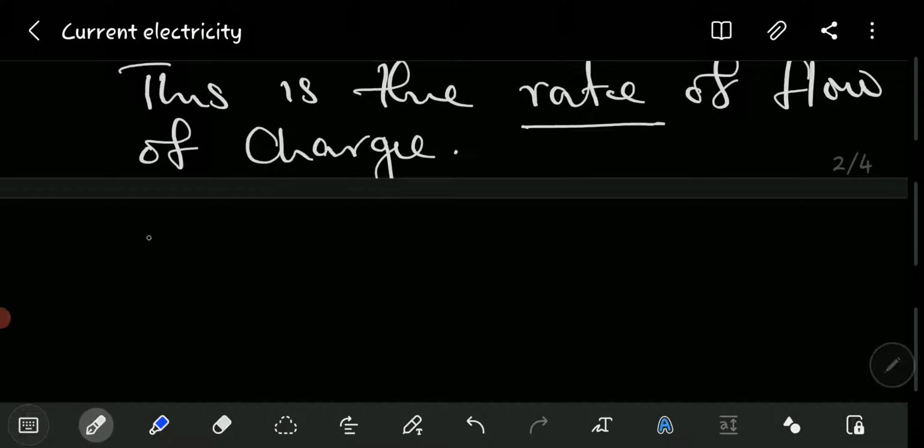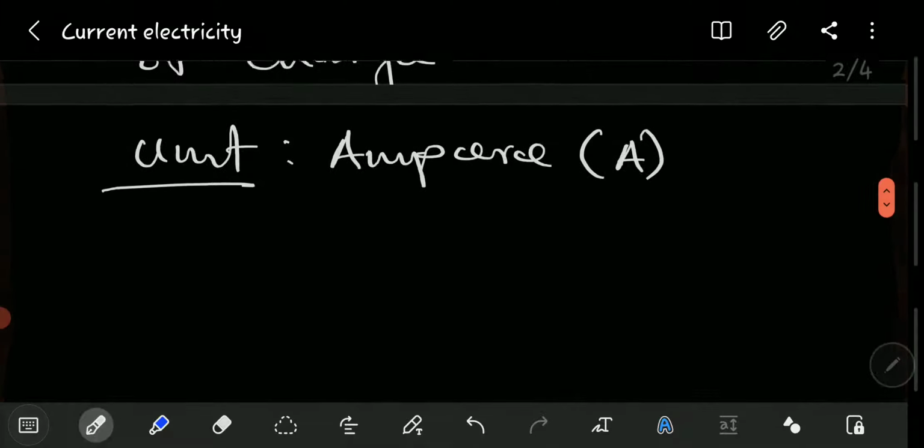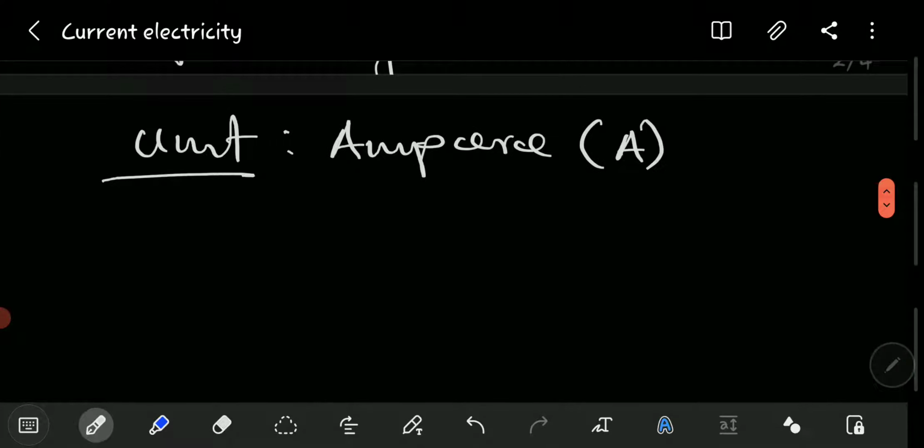So unit. Okay, what is the unit of electric current? The unit of electric current is the ampere. The ampere, and it is denoted by a capital letter A. So electric current is measured in amperes. Okay, and how do we denote an ampere? An ampere is given by a capital letter A.